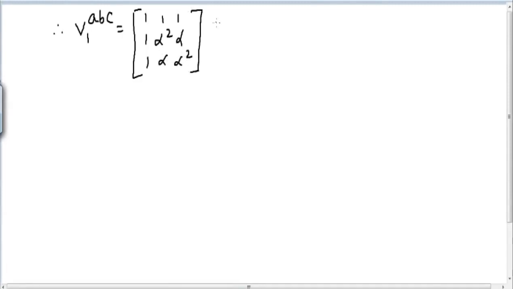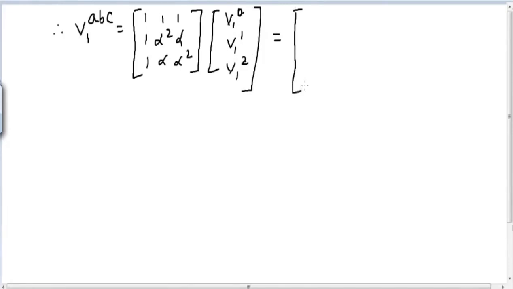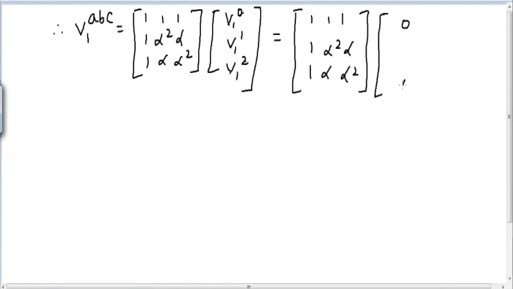Then with the help of this we will calculate V1 ABC, which is equal to the matrix [1 1 1; 1 alpha square alpha; 1 alpha alpha square] multiplied by V10, V11, V12, where 0, 1, 2 are the zero sequence, positive sequence and negative sequence. Out of this, only the positive sequence is available. The negative and zero sequence are not available, so in place of those we simply put 0. Only V11 remains.